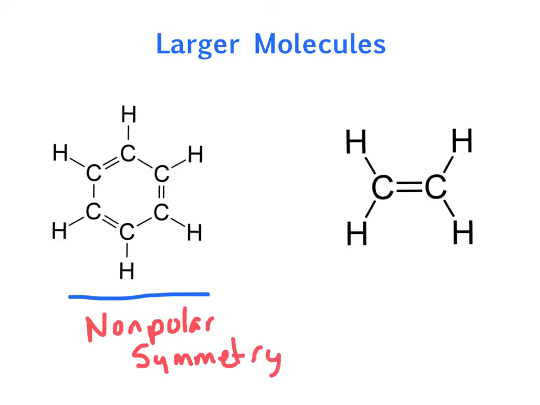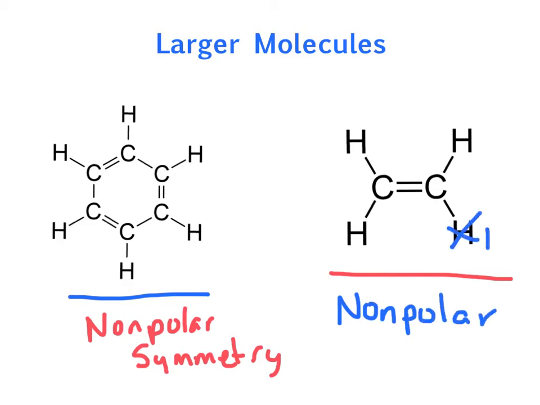Same thing with this one. This is ethene, and if we cut it in half this way, we would have a mirror image. We cut it in half that way, we'd have a mirror image, and so this one also would be nonpolar. Not all large molecules are nonpolar, but these two happen to be because they were symmetrical. Now if this had a bromine in this place right here, then it would not be symmetrical, and then it would be polar. But it doesn't have a bromine, so we're going to get rid of that.